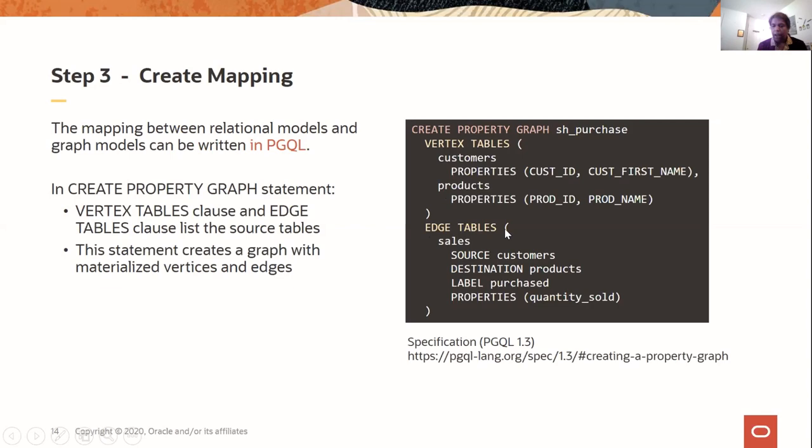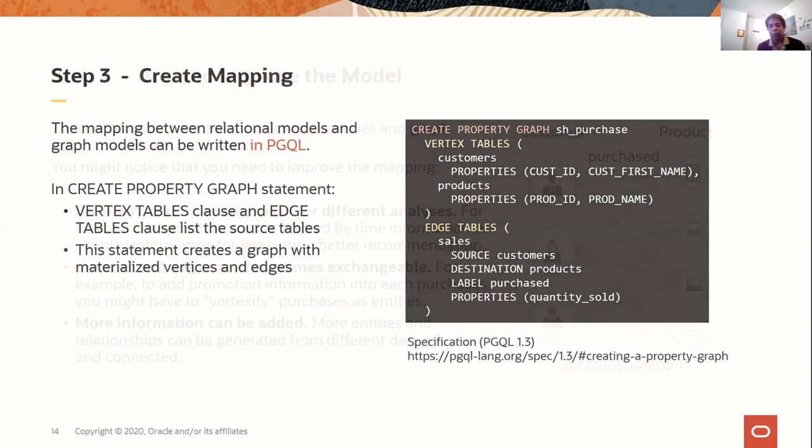And I'm going to pick the edges from the sales table. And I'm going to say that the source vertex for this edge is a customer, and the destination node for this edge is a product, and I'm going to add the label purchased. And I'm going to add a property quantity sold. And all of this information is in the table. You just have to identify which are the columns, which is the source table, the destination table, and the label, and so on. So once you sit down and create your graph from your set of tables, it's quite easy to create the graph using this PGQL statement.